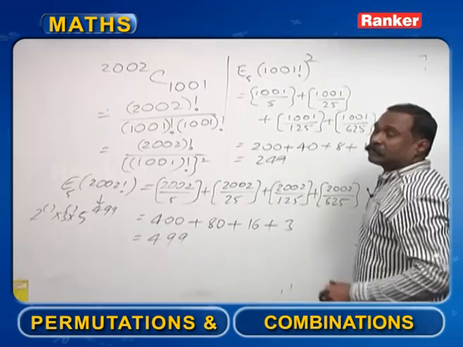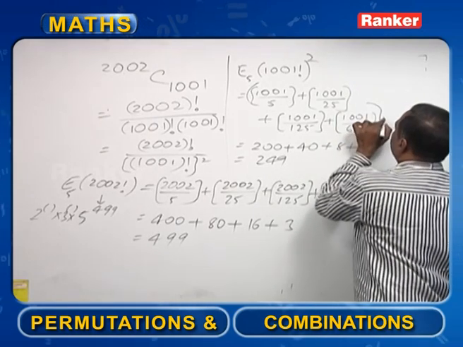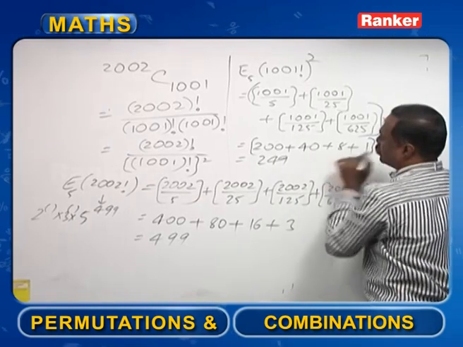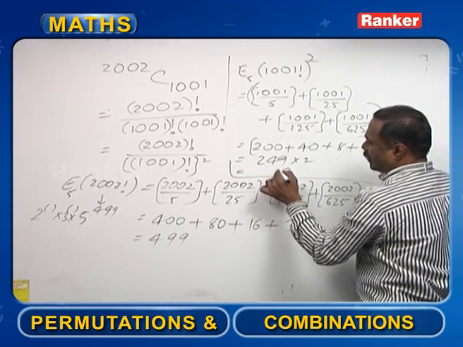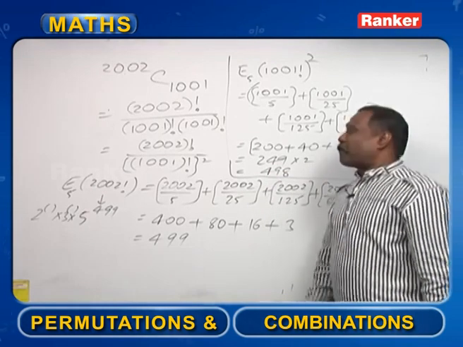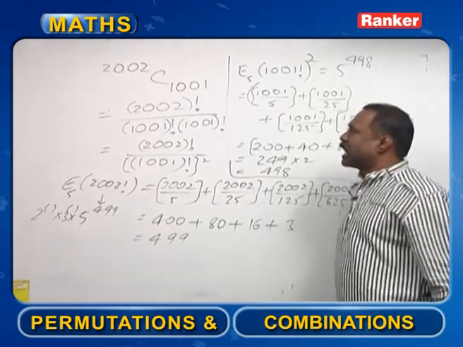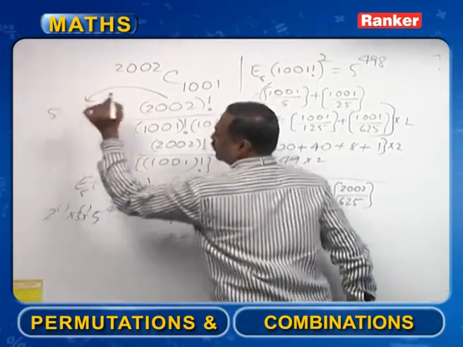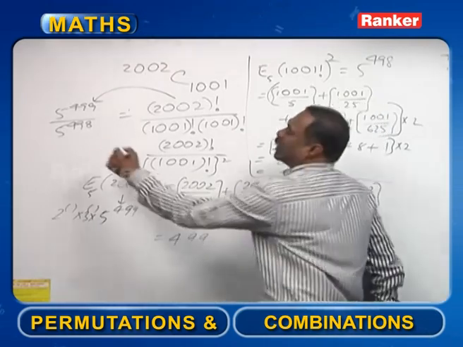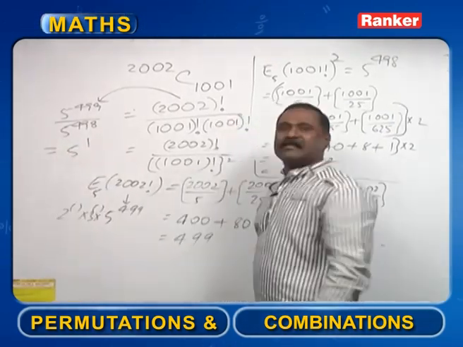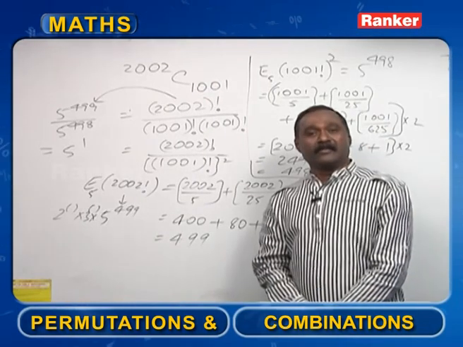Because the square is there, you have to multiply this with 2. So 249 into 2 is 498. So the power of 5 in the denominator is 5 power 498, and the power of 5 in the numerator is 5 power 499. If you substitute that, you will get 5 power 1. So you will have only 1 zero in 2002 C 1001.